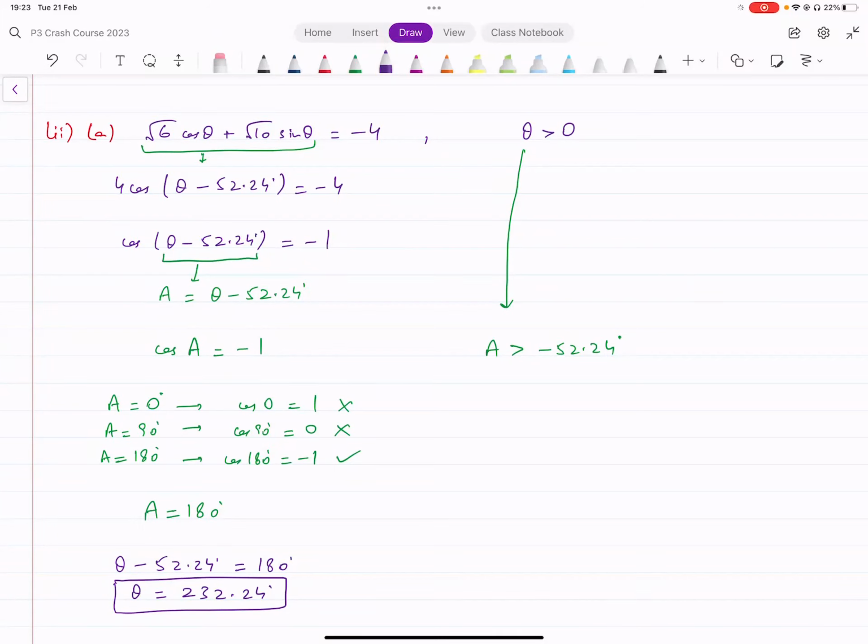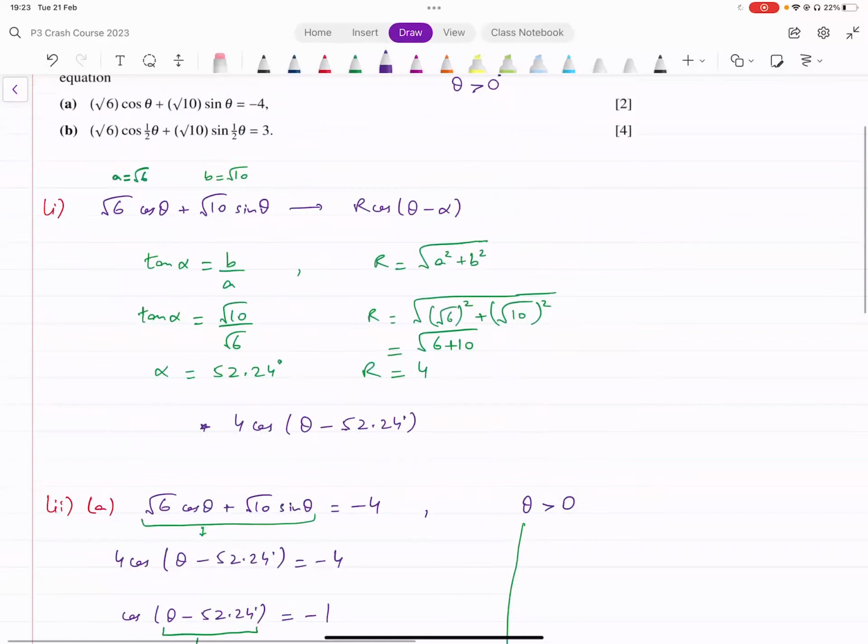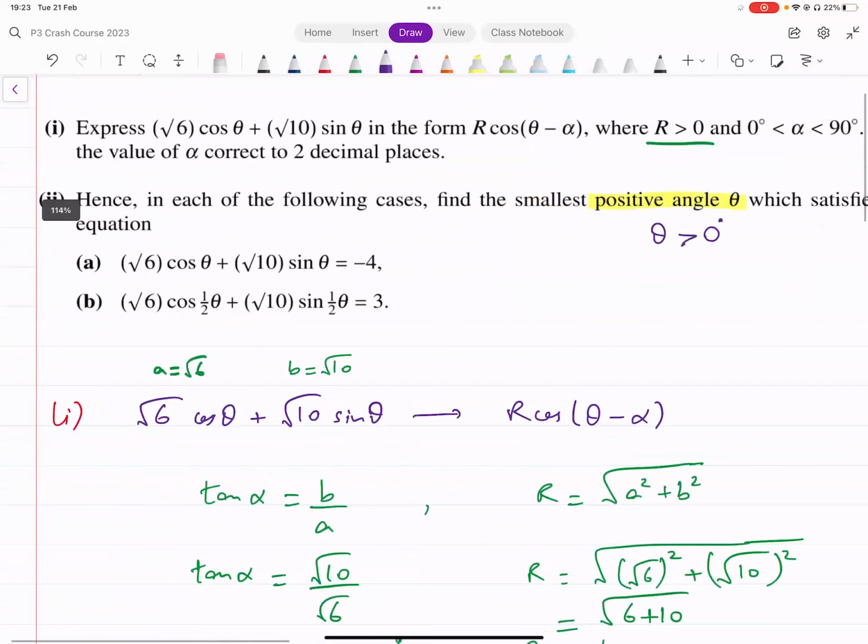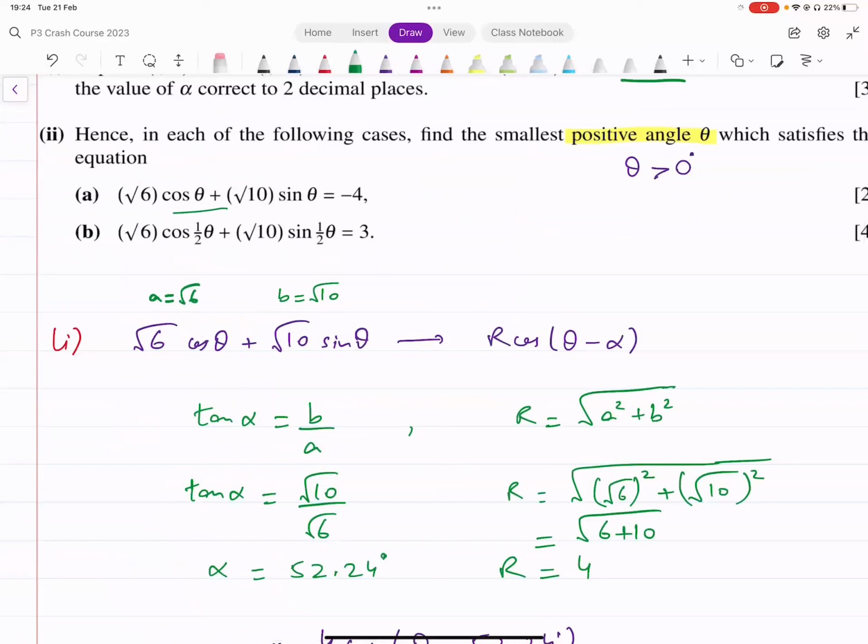That's B part 1, 2 part A, sorry. Okay. Let's look at the next part. Now it says solve this equation. Now it's slightly different from the previous one. Instead of theta, we now have half theta.